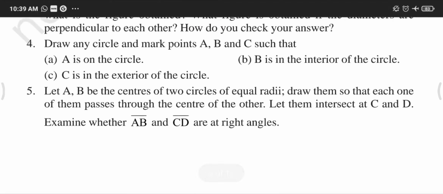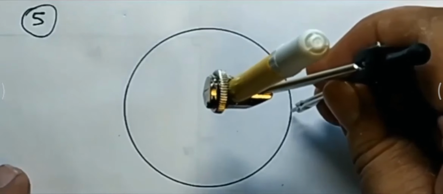Let A be the center of two circles of equal radii. Here we have to draw two circles whose radii should be equal and whose centers are A and B. And after that we will intersect these circles and name the intersection points C and D, and then we will join the line CD, and then we are required to check whether AB is perpendicular to CD or not, meaning whether they are at a right angle or not. Now let's draw this. This is question number 5.